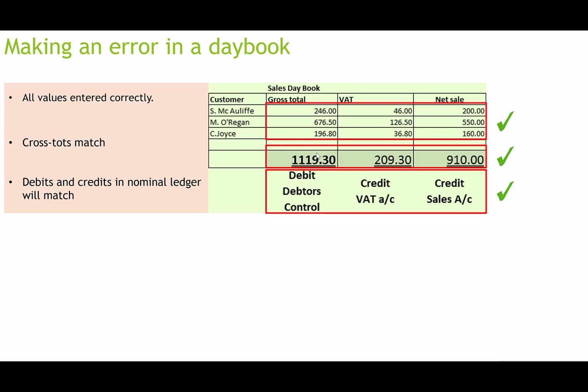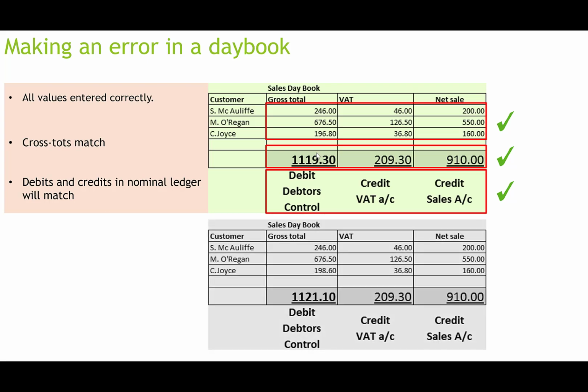Let's look at a scenario where a mistake occurs. So in this similar looking sales daybook, we've got one error where a value was entered incorrectly. You can see the correct value was 196.8, and it was written in as 198.6, so a transposition error. We've swapped around the position of the number 6 and number 8. Now the consequence of that is that in this transaction line here, the 160 and the 36.80 adds up to 196.80, which is not what we have here.